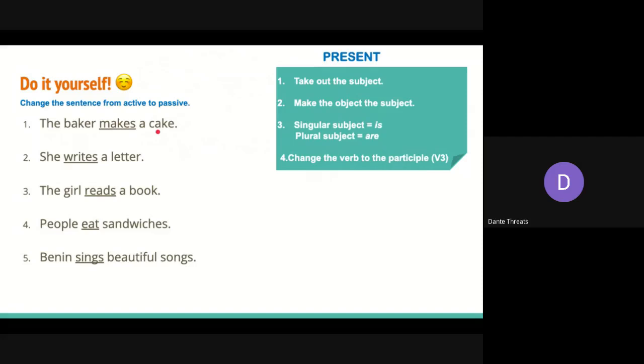Okay, we would then add what? Is or are. Okay, we would add is, right? Because it's singular. All right. And then we change the verb to the participle, right?